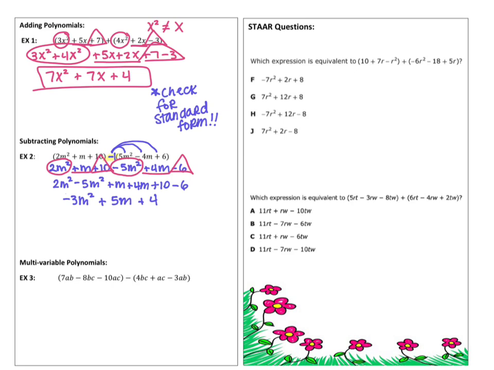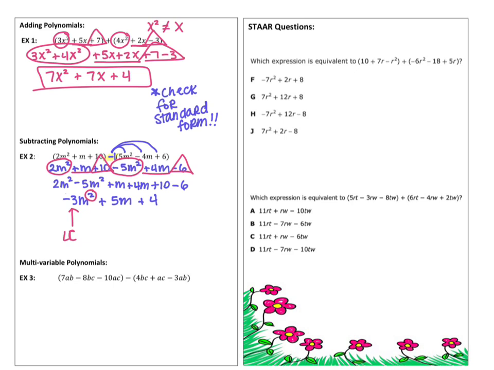What's my leading coefficient? Negative 3. Leading coefficient. 2 is my degree, and this is written in standard form here. Again, remember, we should be checking that it's written in standard form. But here's where it's going to get a little bit maybe weird or weirder just to look at is when we have multivariable polynomials.